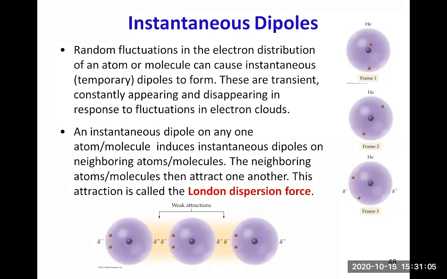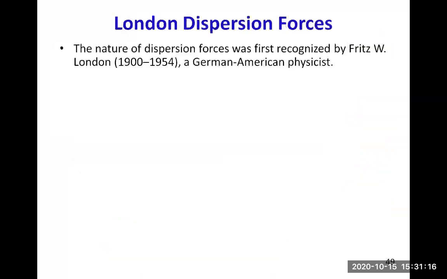And because of that, they will be attracted to each other because of those partial positive charges. Atoms or molecules will orient themselves depending on that attraction. And so this attraction is called the London dispersion force. The London dispersion force was first recognized by Fritz London, and that's why it has this name. London was born in 1900 and died in 1954. He was a German-American physicist.